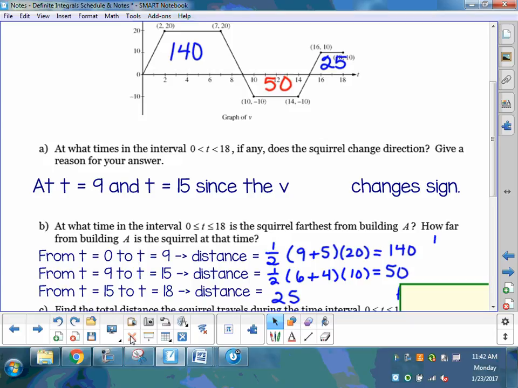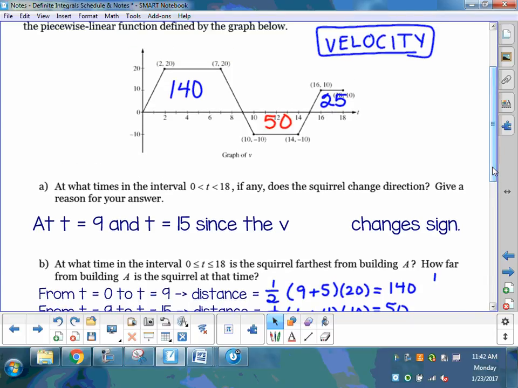T equals 9 seconds. What's that? T equals 9 seconds. Yeah, t would be equal to 9 seconds because they've gone 140, then they go back 50 and 25 more. That means they're furthest away at this point here when they are 140 away.